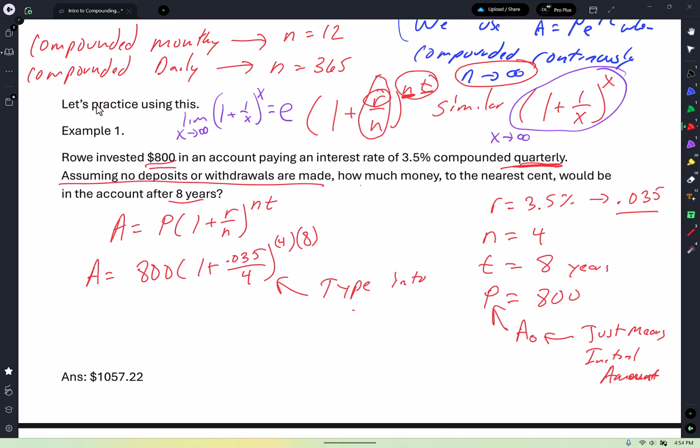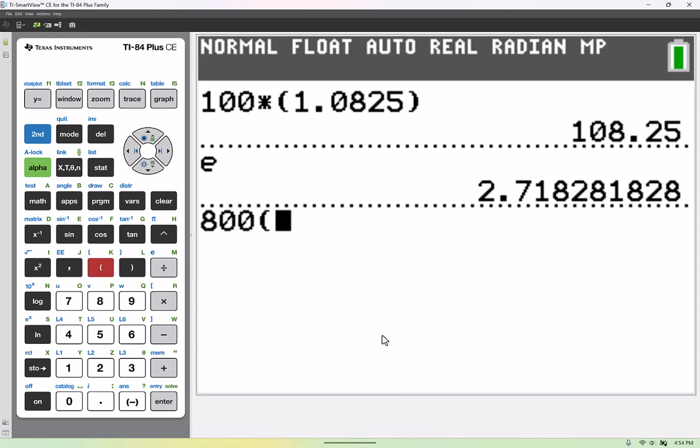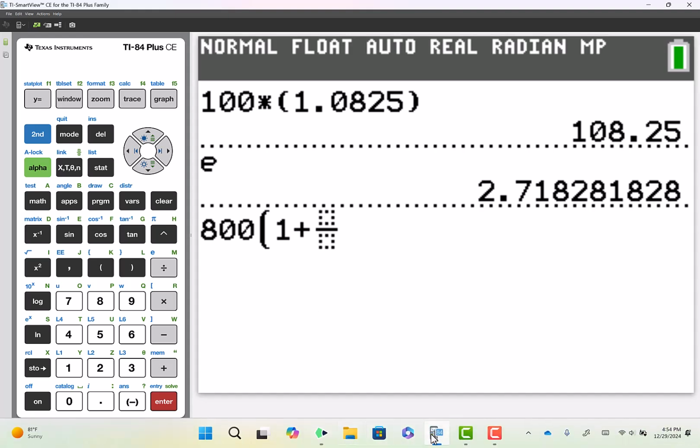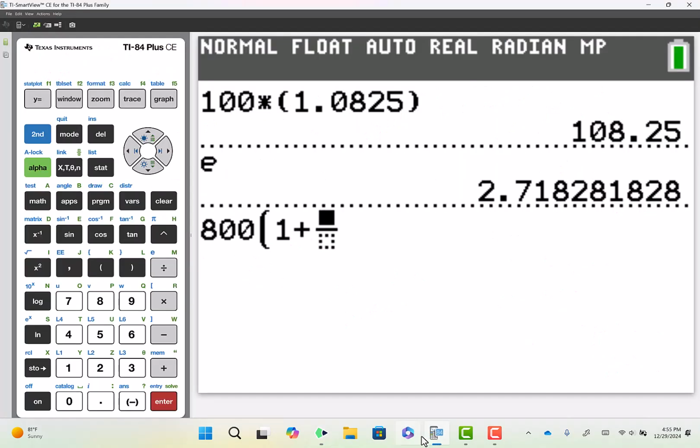So we're going to type this into the calculator. And it says to the nearest cent, so hopefully we get this answer right here: 1,057.22. Let me take the calculator out. And we're going to go 800, parenthesis 1 plus, and then alpha y equals to get the little fraction. Unless you have the advanced calculator, you can just push alpha that. And then on the top, I already forgot the percentage. Let's see, what was it? 0.035, and it's going to be 4 times. Close the parenthesis, raised to the power 4 times 8.